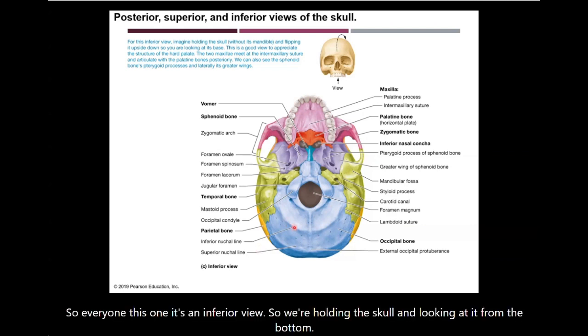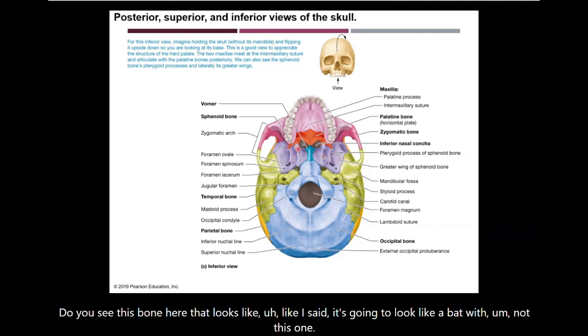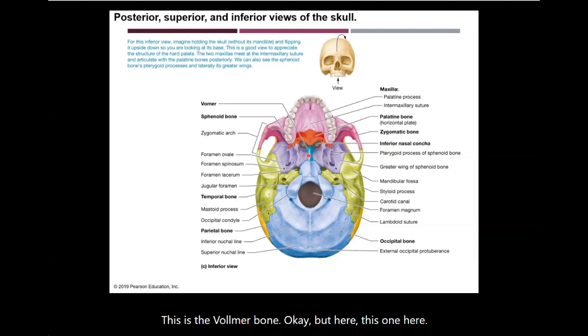So everyone, this one, it's an inferior view, so we're holding the skull and looking at it from the bottom. And here we can see, what is this bone here in the back, lower back? Occipital, and then we have left and right temporal, right? And then here, do you see this bone here that looks like, I said, it's gonna look like a bat? Not this one, this is the vomer bone, okay?